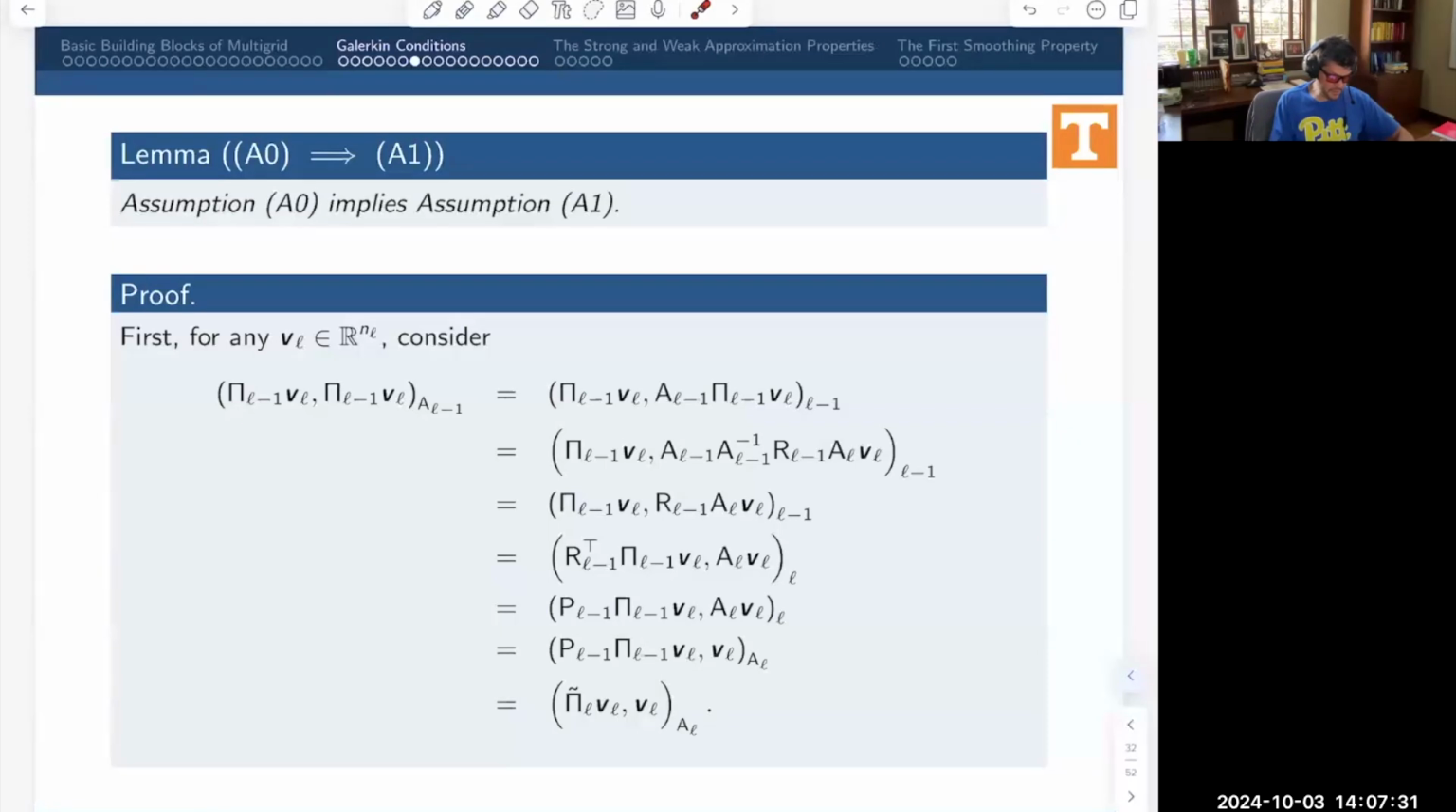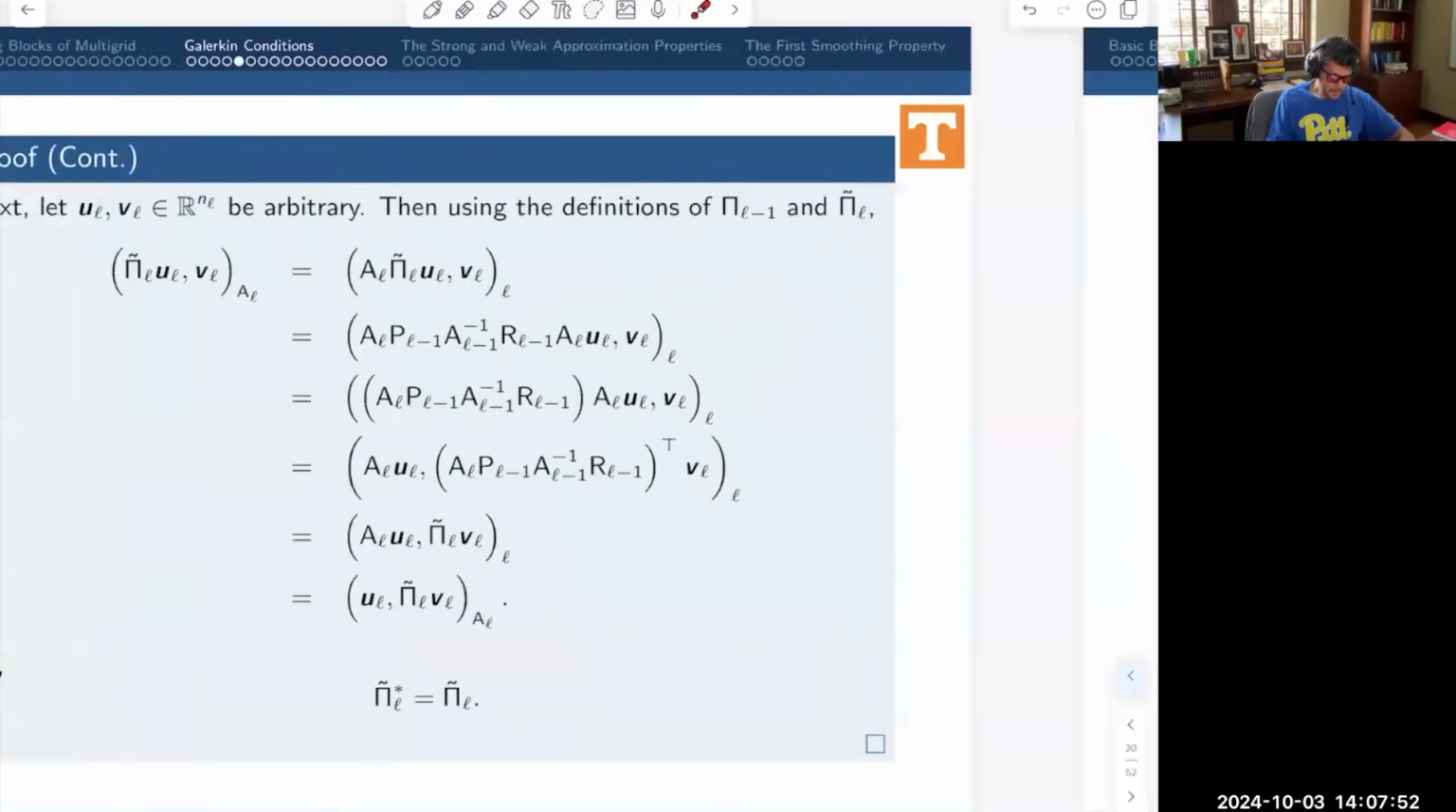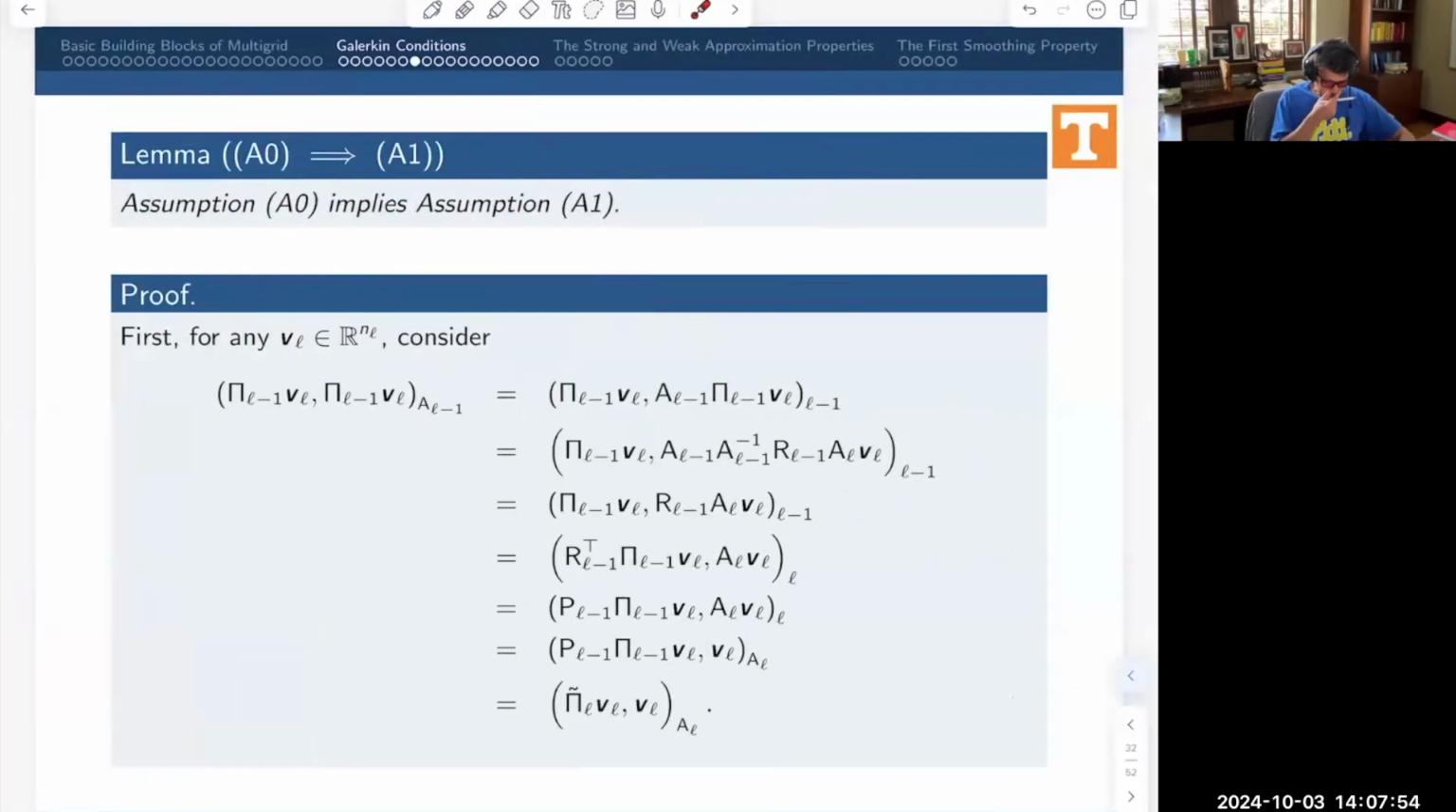We want to show that this is greater than or equal to this object here. This object measured in this energy inner product is greater than this object measured in this energy inner product. All right, so that's what we want to show. So let's take this object and figure out what's going on with it.